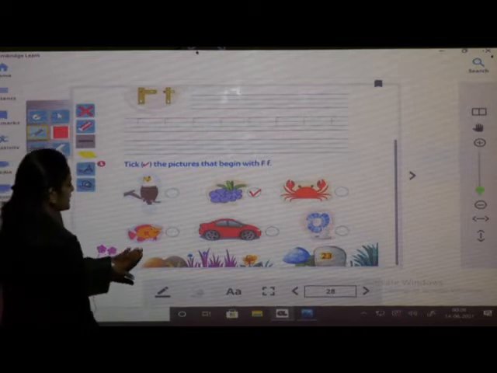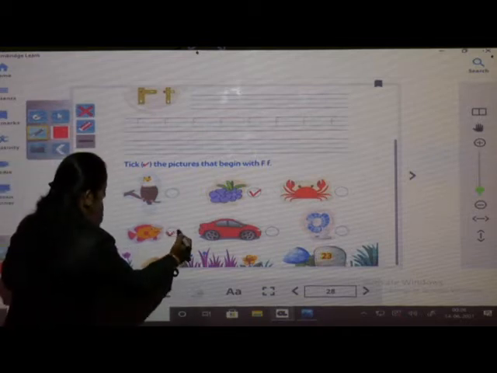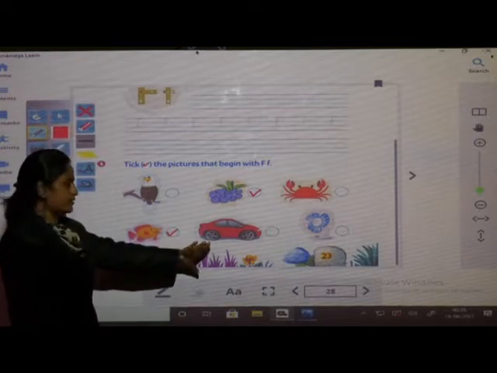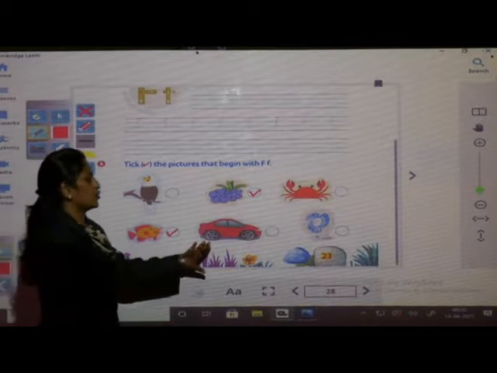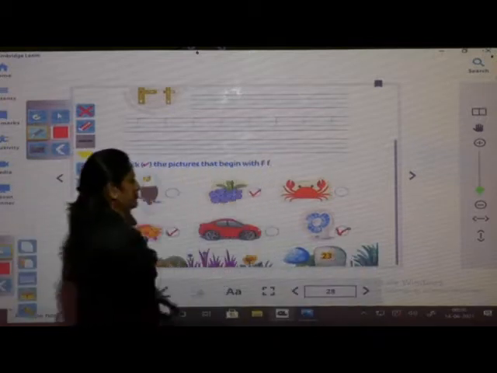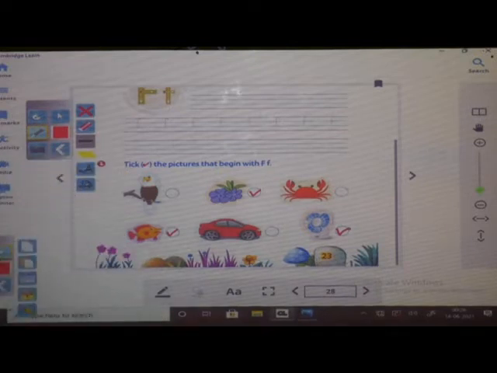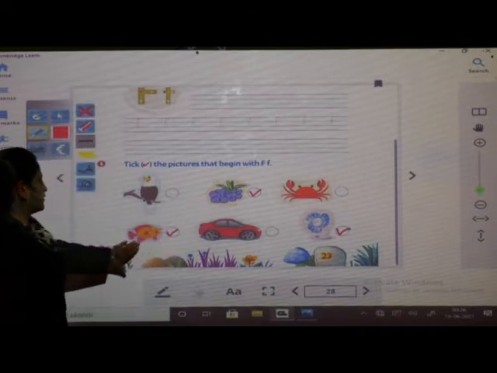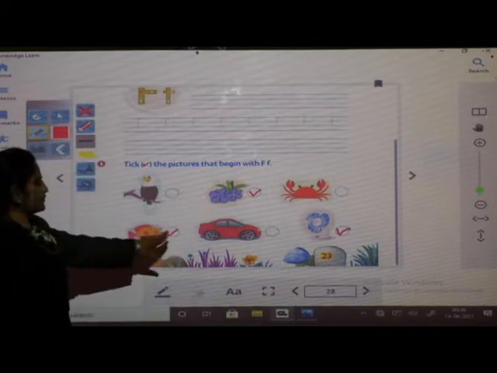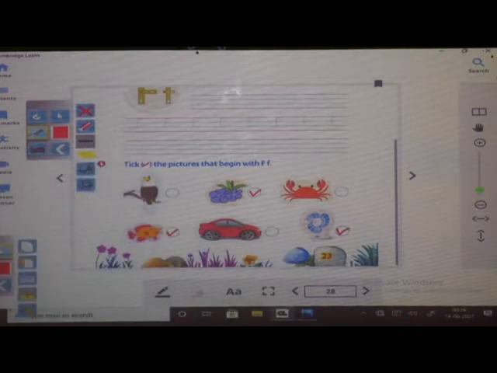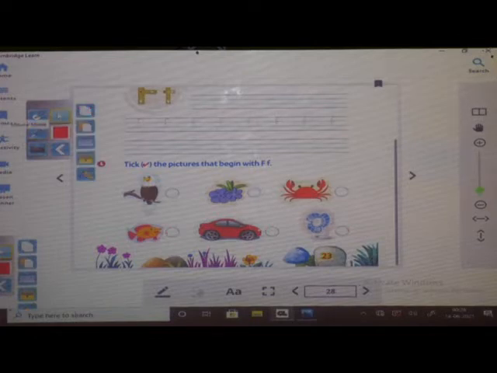Okay. See this picture? Fish. You have to tick mark. This picture starts with letter F? No. So you don't have to tick it. Fan. It starts with letter F. Which pictures start with letter F? Flowers, fish and fan. These three pictures, they start with letter F. So you have to tick mark it. Okay. Done? Turn the page.